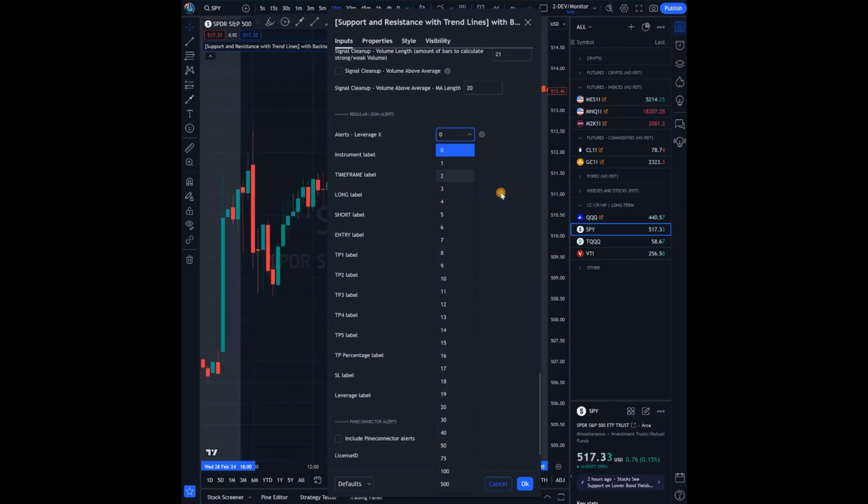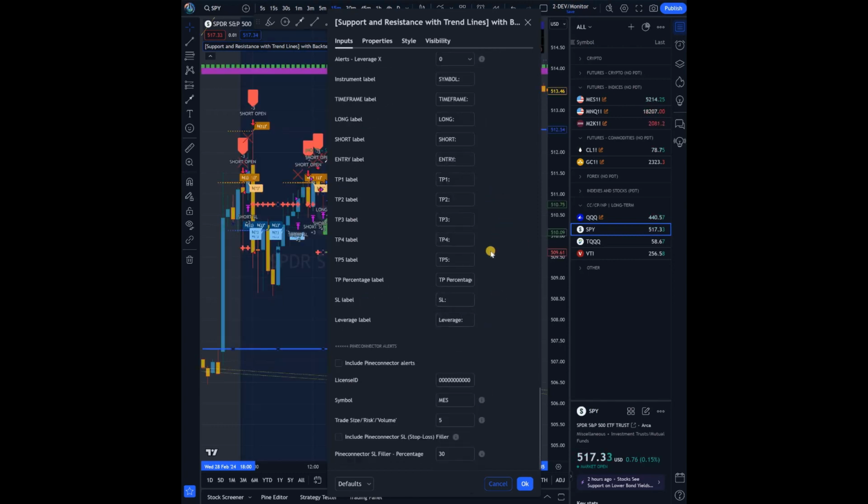You can set your leverage, everything, whatever you need, however you need it set up. If you want to use Pine Connector alerts, you can just turn this on, put in your license ID, make sure your symbol matches the symbol in your MetaTrader broker. Set your trade size, and include the stop loss filler if needed.